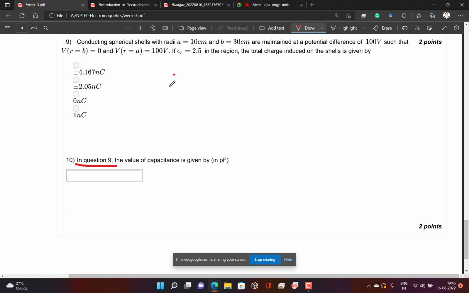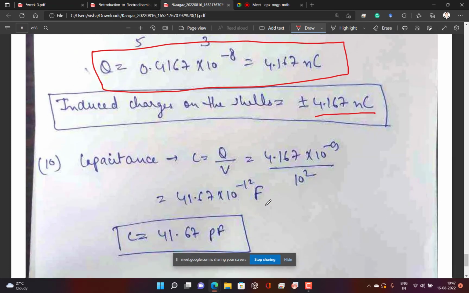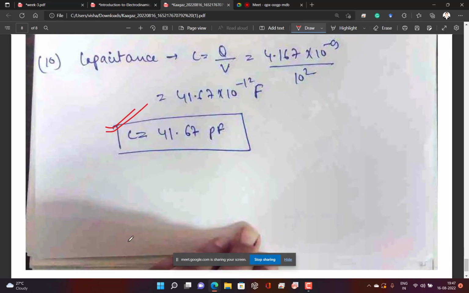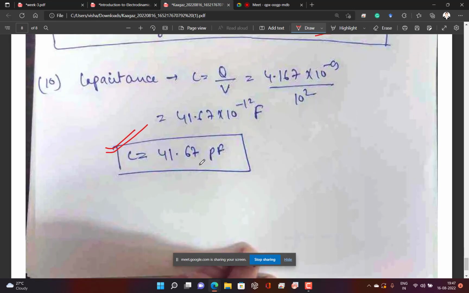Good, Arun. So the charge we have already found from here, and the potential difference is already given to us, isn't it? So we will just put the values. C is equal to Q by V. We will put the values and find out the capacitance C. Yeah. So this will be the value.